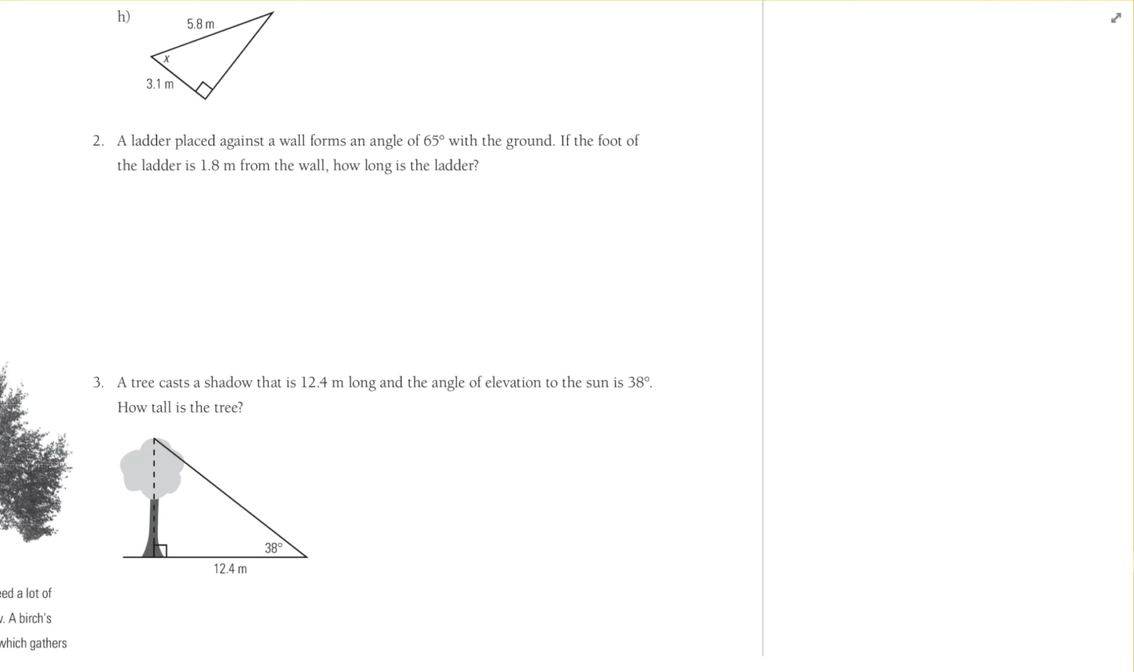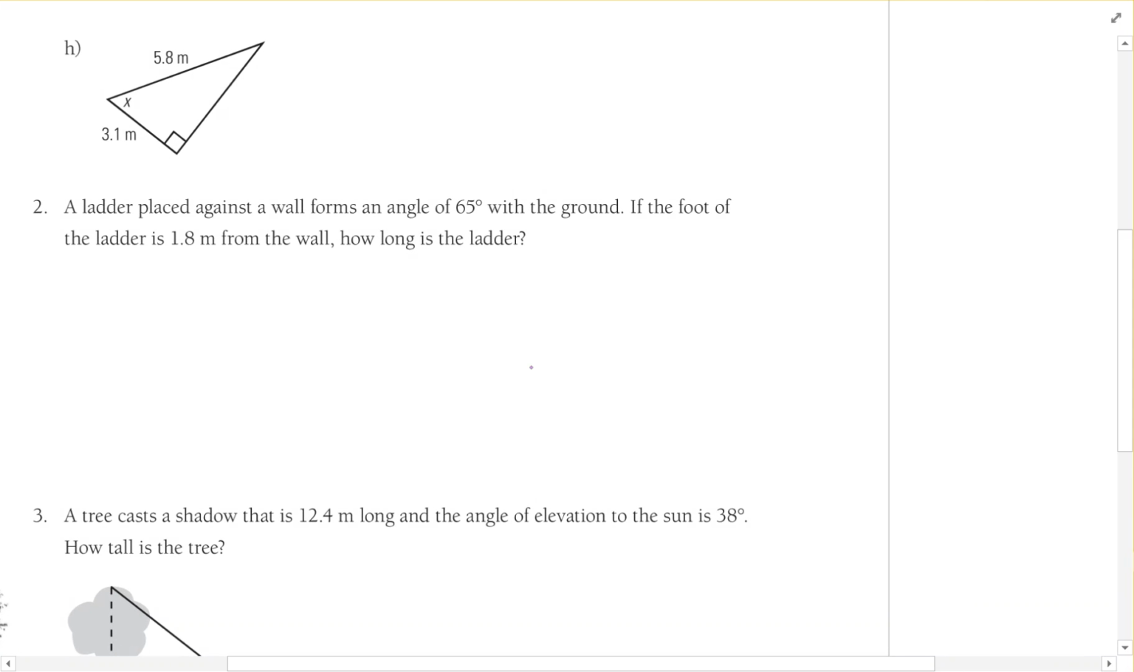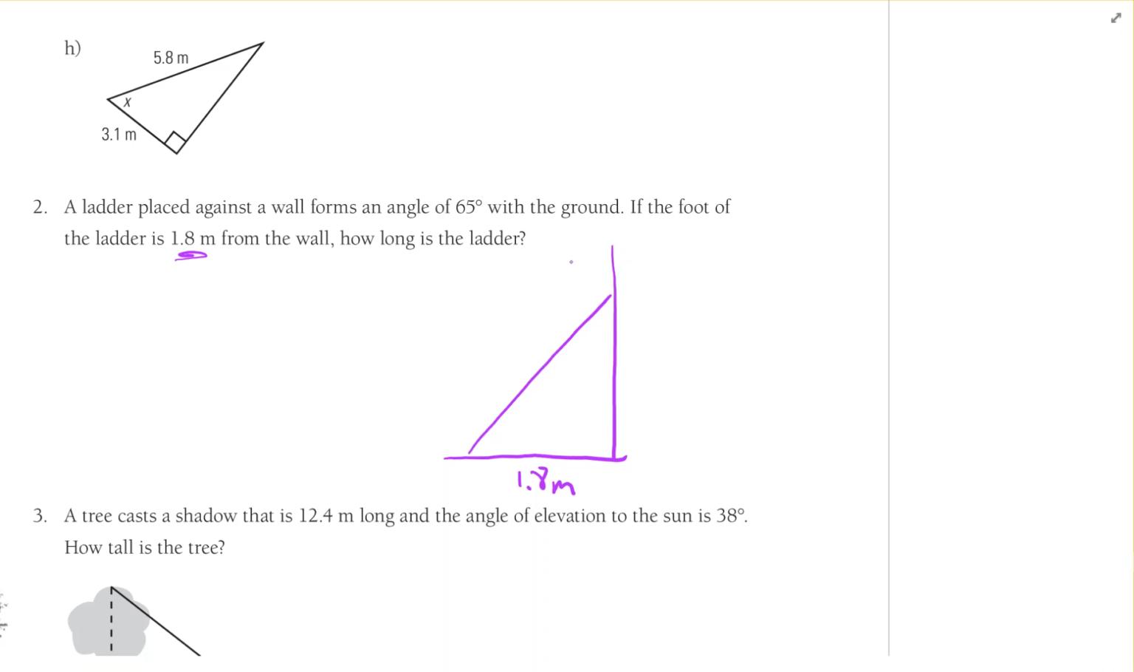Okay, number 2. So number 2, maybe help you out a little bit. We got a ladder leaning against a wall. So there's a wall, and there's the ground. There's the ladder going up the side, right? So it says if the foot of the ladder is 1.8 meters from the wall, that means the foot's the bottom. So it's just saying this side is 1.8 meters. And then how long is the ladder? So I'm not going to tell you any more than that. So go ahead and answer number 2 now.